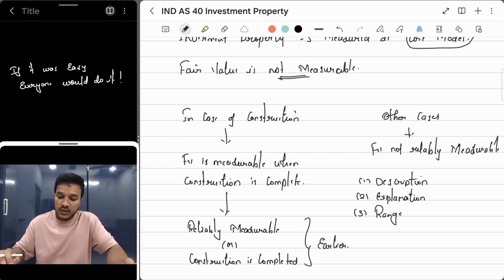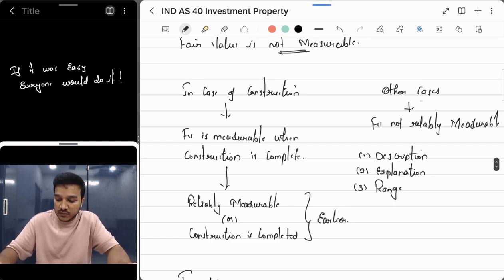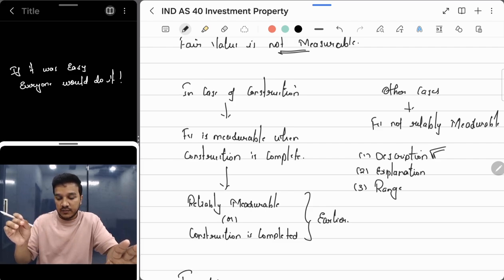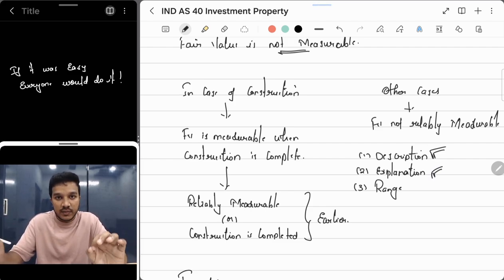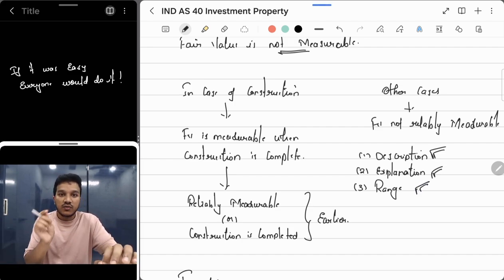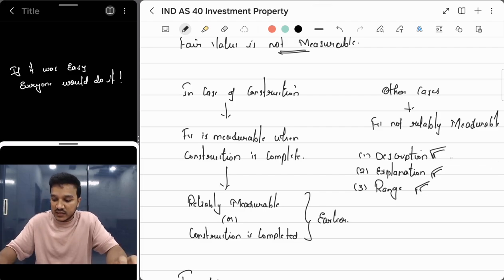In that case, if you're not able to determine the fair value, first give a description about the investment property and then explain the reasons why you're not able to determine the fair value. And then third one, just give an estimate of range कि so and so range में fair value रह सकता. So these three you have to disclose when fair value is not reliably measurable. So you have to disclose it.